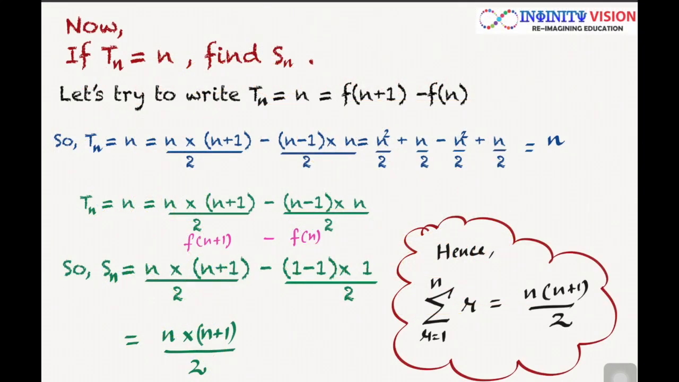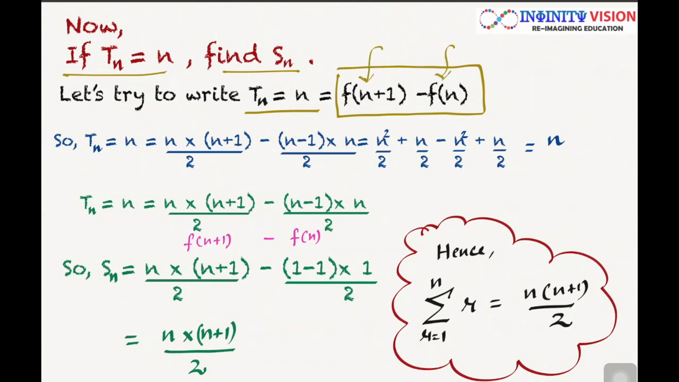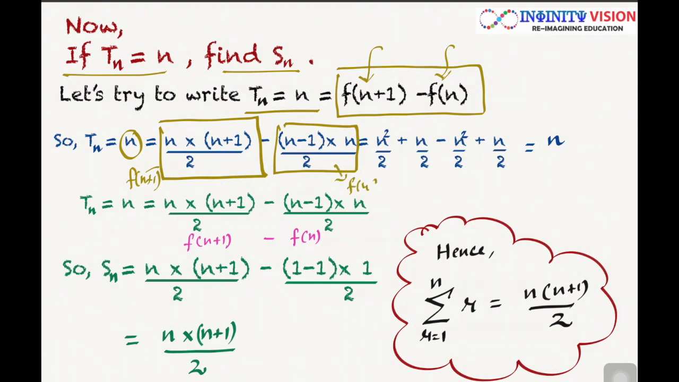Now let's try to solve. If Tn is equal to n, you have to find Sn, means you have to find the sum of the first n natural numbers. We'll try to write our n as some bigger guy minus a smaller guy, where it could be written as f of n plus 1 minus f of n. So if you see, we can easily write n equals n into (n plus 1) by 2 minus (n minus 1) into n by 2, which I can definitely say this is f of n plus 1 and this is f of n. If I open it up, we'll get n square by 2 plus n by 2 minus n square by 2 plus n by 2, which gives me n. So yes, I can say that n can be written as f of n plus 1 minus f of n.